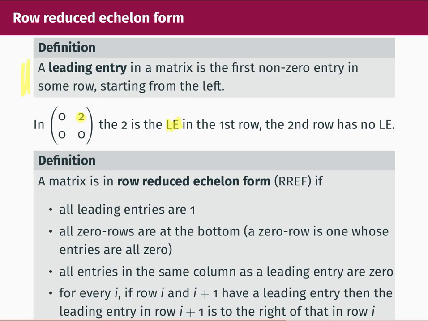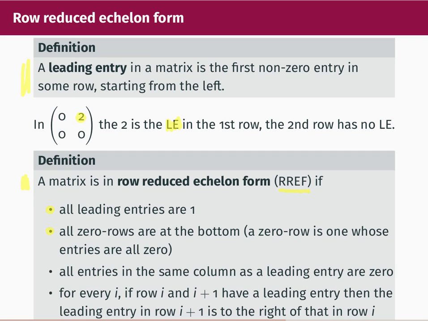Having described the leading entry, we're now ready to define row-reduced echelon form. The definition has 4 parts. A matrix is in row-reduced echelon form, or RREF for short, if it satisfies the following 4 conditions. First of all, every leading entry must be equal to 1.